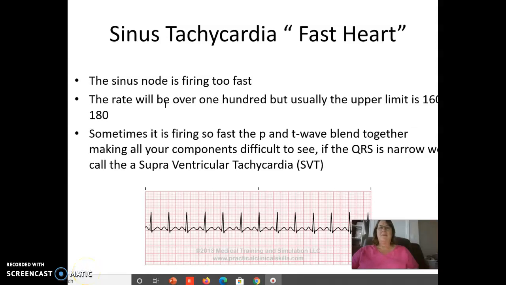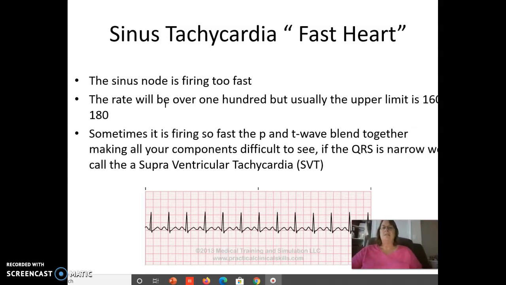Okay, class, today we're going to be looking at sinus tachycardia. Sinus meaning it's coming from the sinus node. So we would still have that sinus P wave that's normal, rounded, and symmetrical. Tachy means fast, and cardia means heart, so we're going to be talking about a fast heart rate.